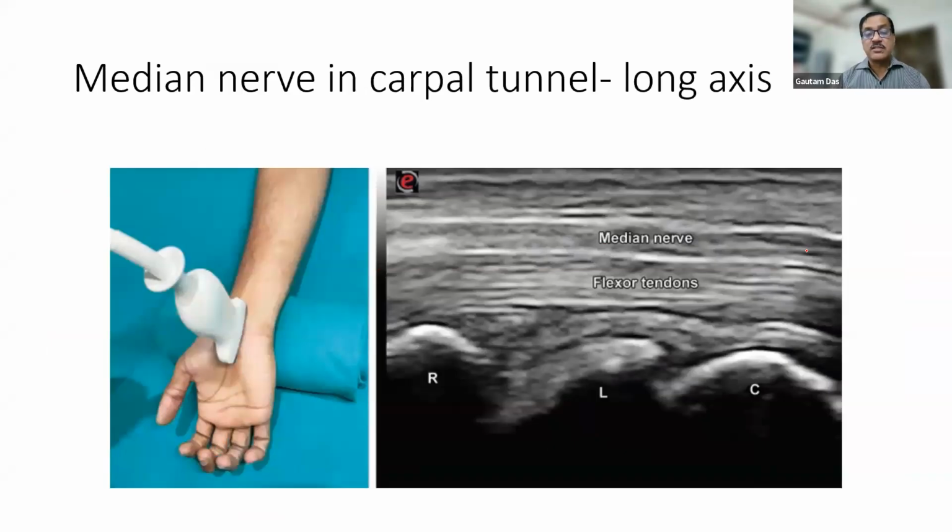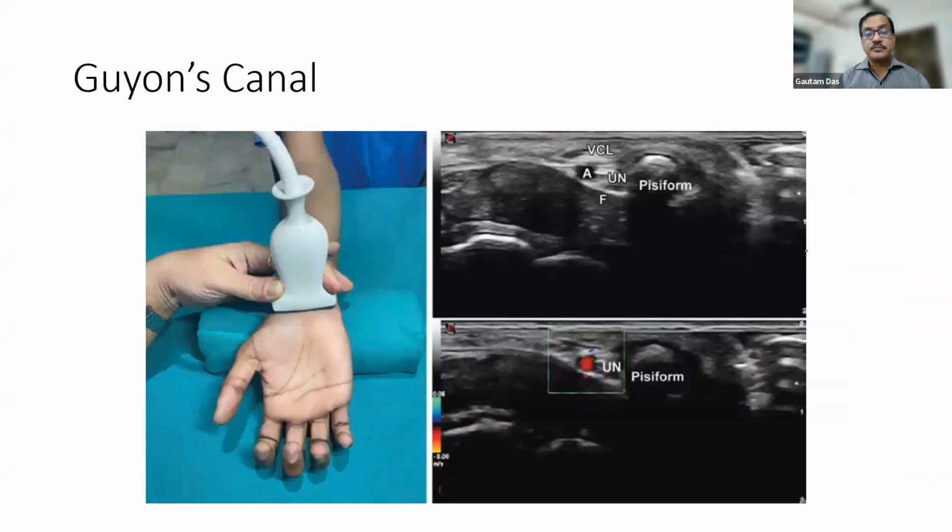These are in the long axis, the median nerve, and this is the Guyon's canal. Guyon's canal is this: this is your ulnar artery, and beside that will be the nerve. The floor will be formed by the flexor retinaculum, and here will be the flexor carpi ulnaris, which will be just above that.